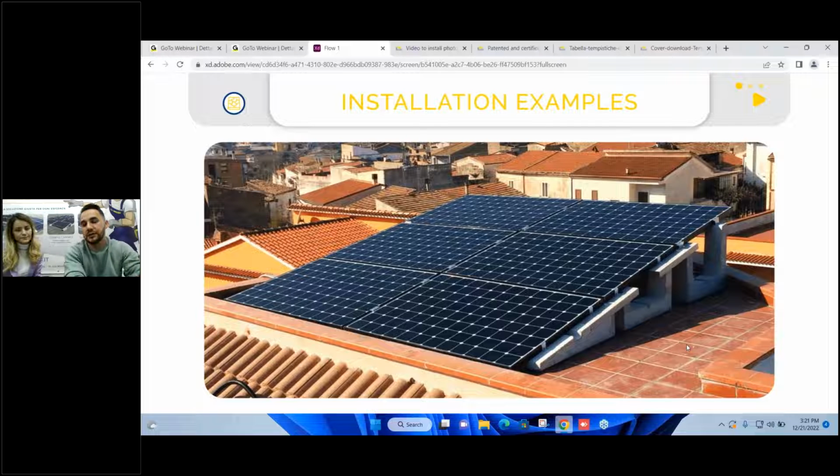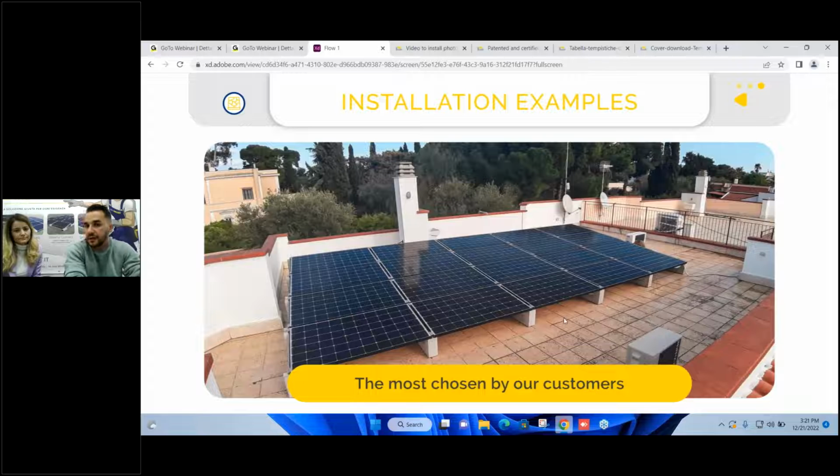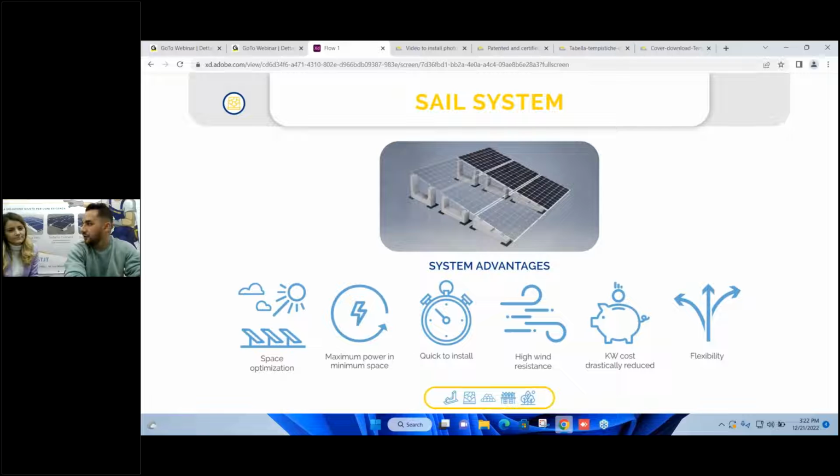Here we see one of the installations with one of our systems, used on this type of roof. And since this typology is used more for private houses or apartment buildings, the majority of them have reduced space because it is shared, and everyone wants to install more power. I guess the system that fits best is the Sales system, right?